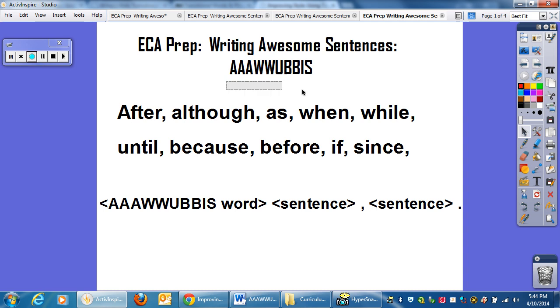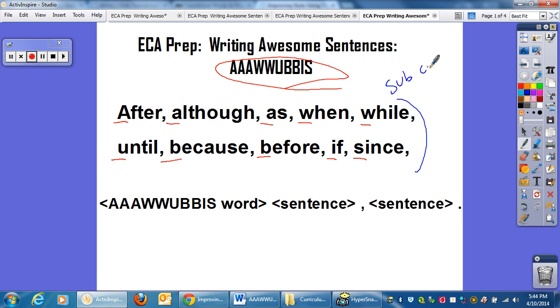But the technique we call it is using AAAWWUBBIS. AAAWWUBBIS is an acronym for all of these words: after, although, as, when, while, until, because, before, if, and since. And all of these words come from a family of grammar that we call subordinating conjunctions. But there's a lot simpler way to think about how to use AAAWWUBBIS in our writing, and it's basically by using this logic right here.